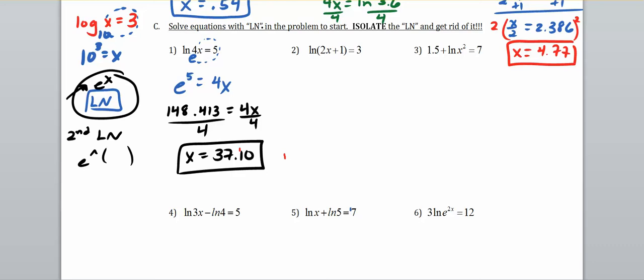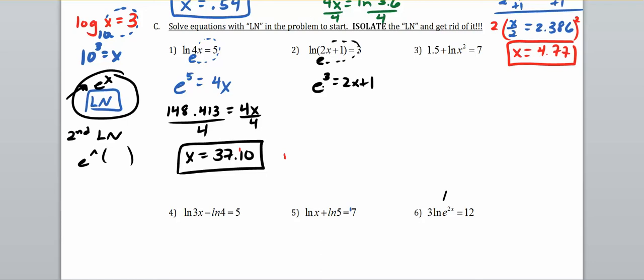When I solve equations with natural log in the problem, I have to isolate the natural log. Well, if you look, it is isolated, meaning there's nothing added or subtracted or multiplied. I'm going to put in my base of e, and I'm going to make my exponential. So e to the 3rd equals 2x plus 1. Very similar to the common log problems. Instead of 10 to the 3rd, I'm going to have e to the 3rd.